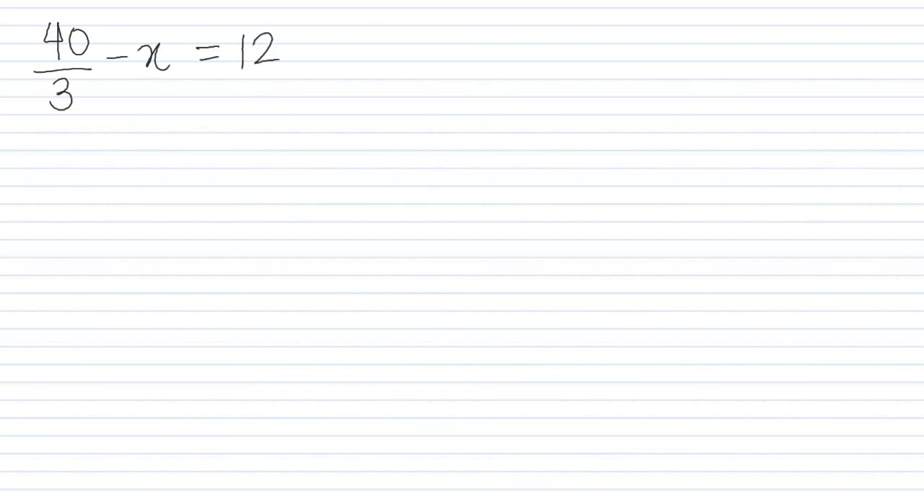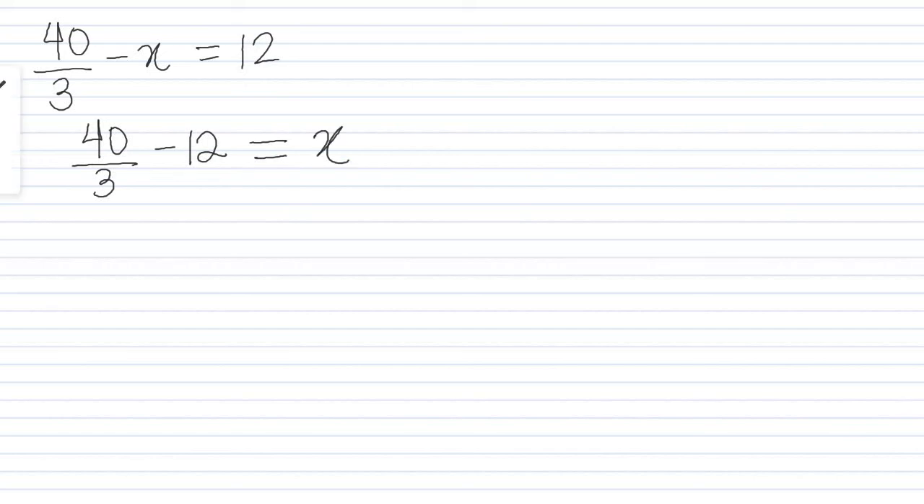Well, I'm gonna add x to both sides of the equation and subtract 12 from both sides of the equation. And when we do that, we end up with 40 over 3 minus 12, okay? Because we're subtracting 12 from both sides of the equation and simultaneously adding x to both sides of the equation. So that will be equals to x here.